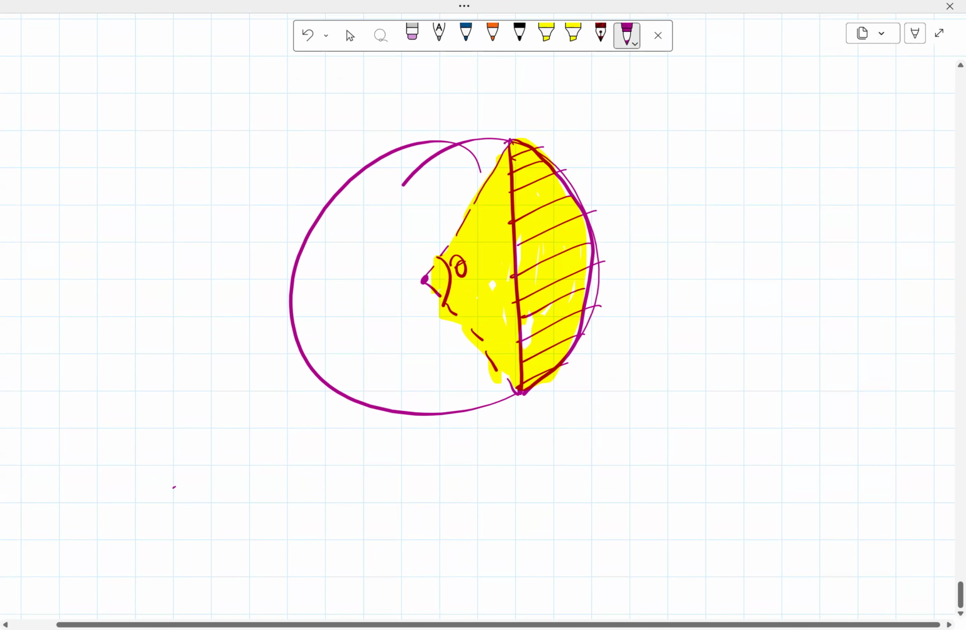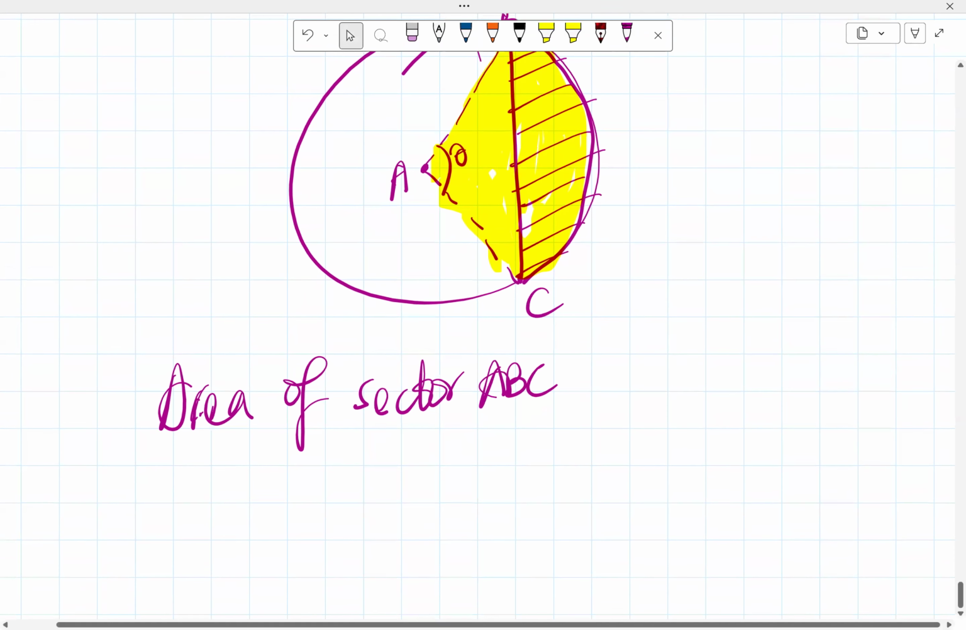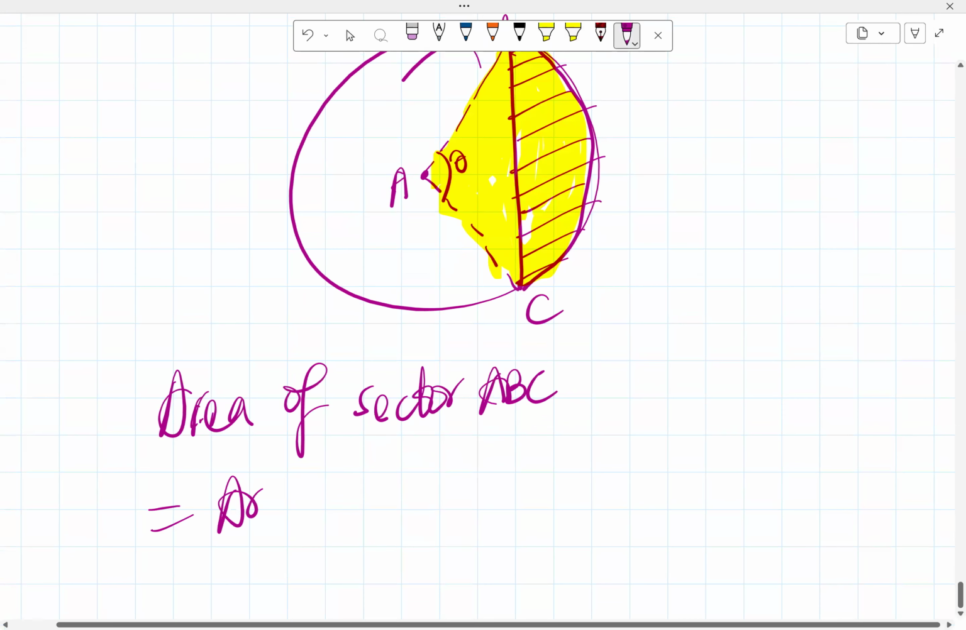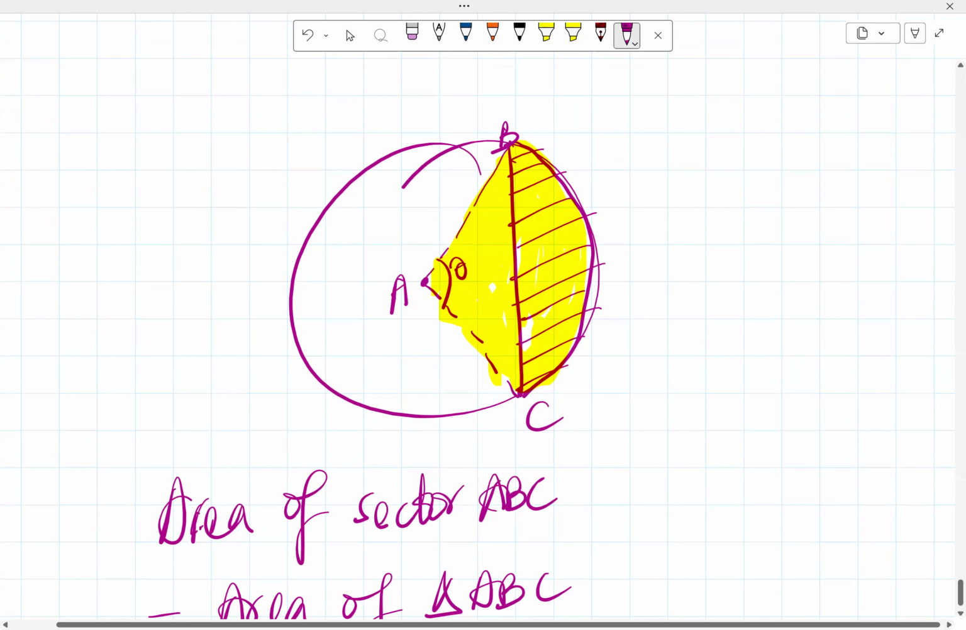So we see that, if you can even name the sector, if this is A, B, C, the area of sector ABC is equal to the area of the segment plus the area of triangle ABC. You see this is triangle ABC right here.